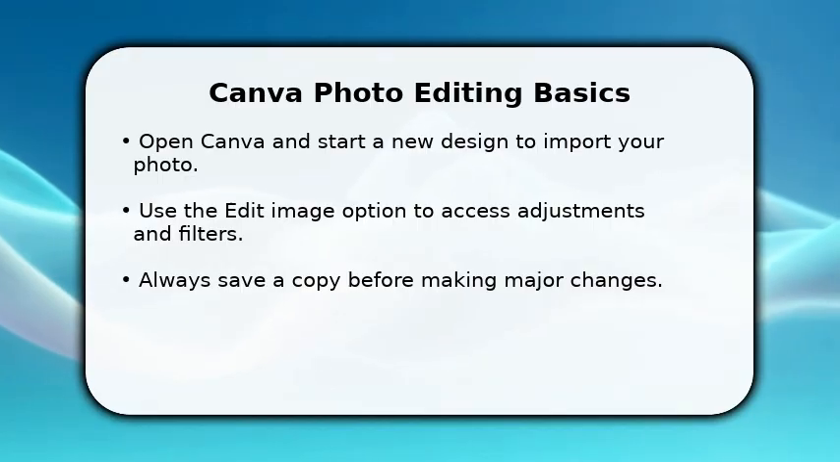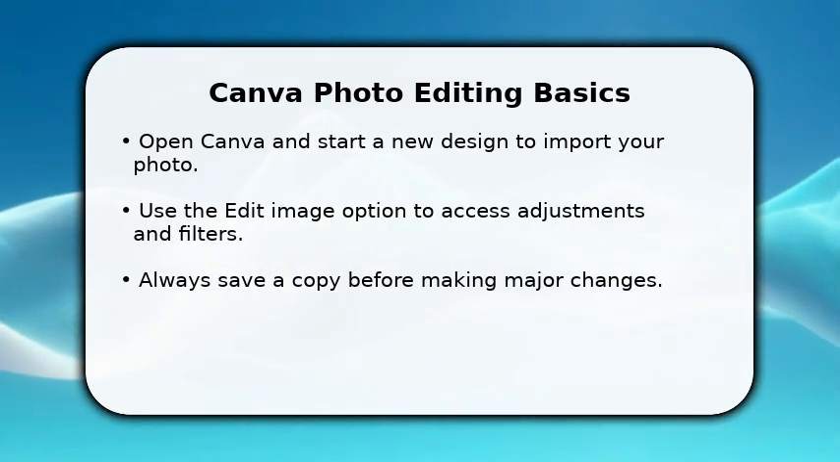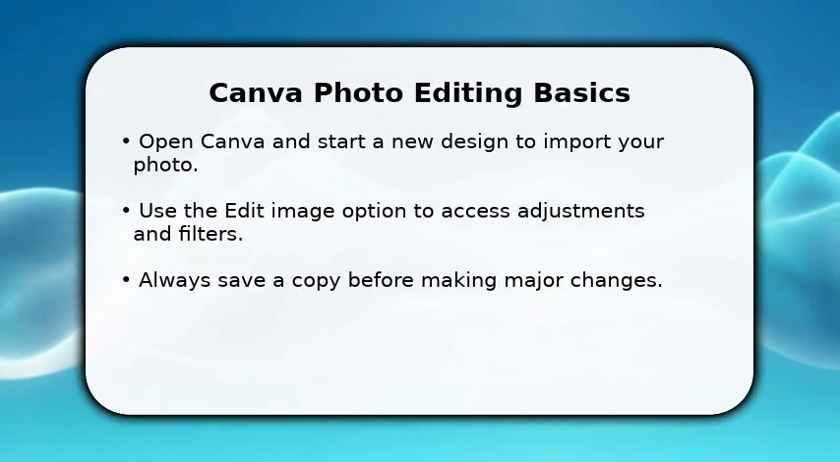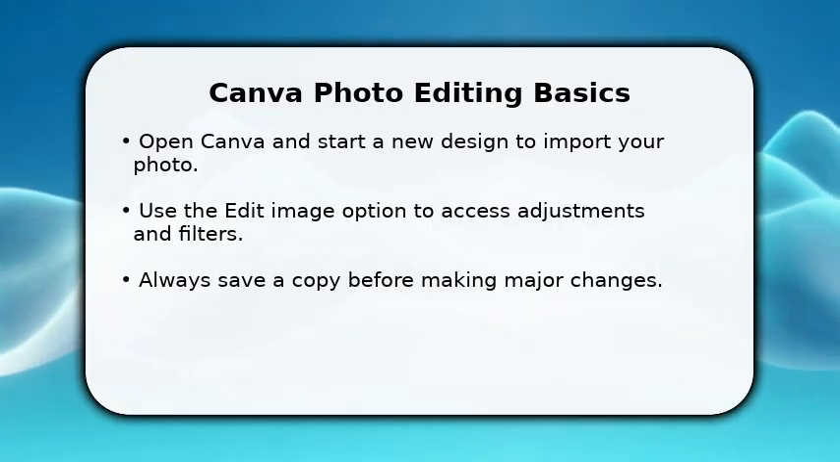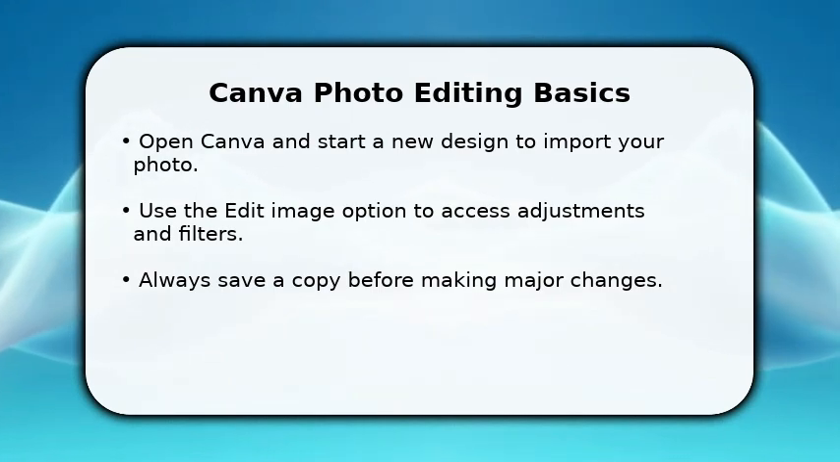Start with Auto Enhance, adjust exposure and contrast, then use Crop and Resize for framing. Apply filters sparingly, remove background if needed, and save versions as you go to preserve originals. Export in PNG for high quality or JPG for smaller files before sharing.